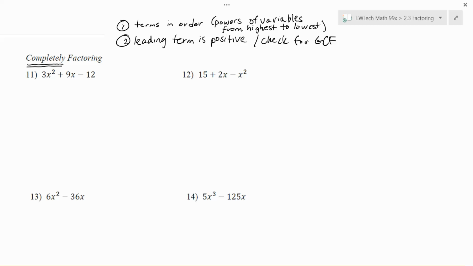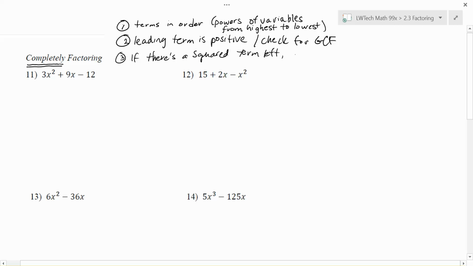It keeps the numbers smaller for our third step, which is if there's a squared term left, you want to try that binomial factoring for what's left.